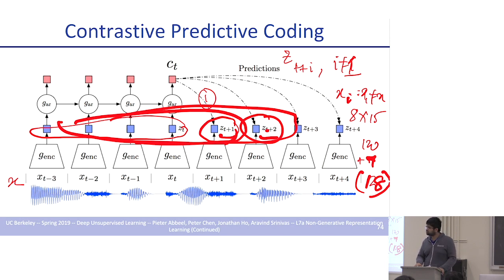Do you have the 15 again? OK. I just said the mini-batch size, let's assume it's 16. So apart from this x, there are 15 other x's in the batch. Let me write it down. Let's say batch size is 16.